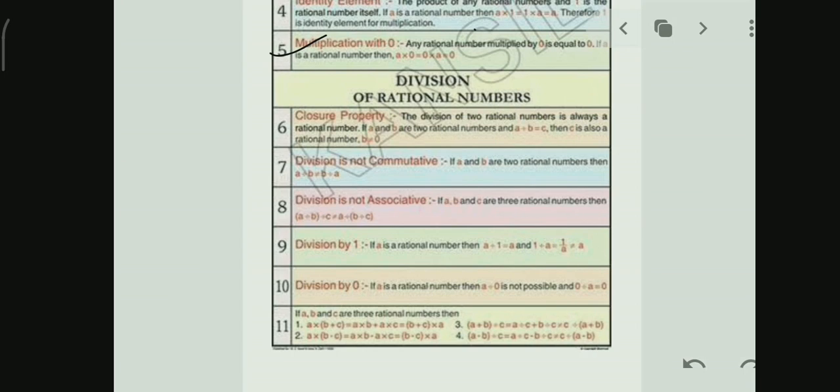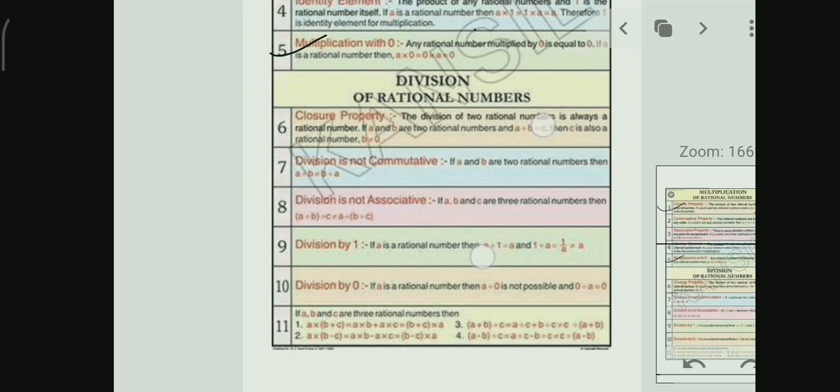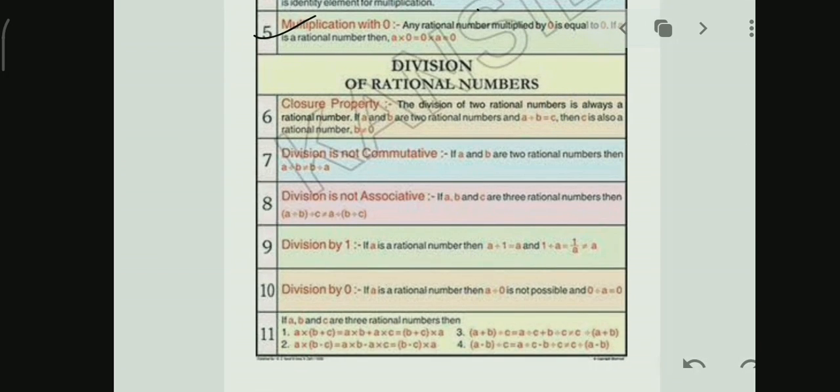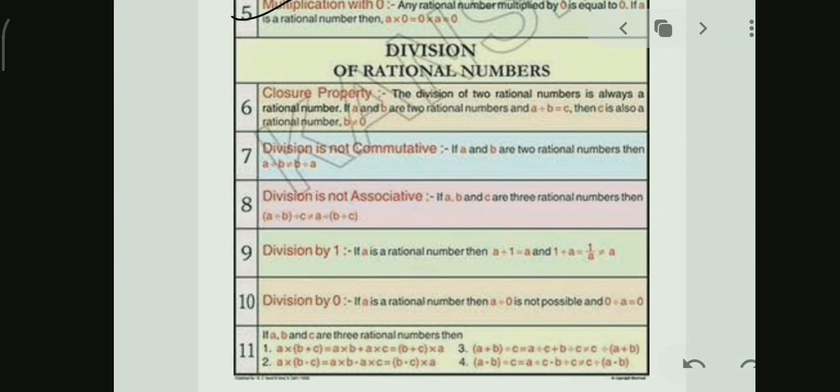And for division, it is probably the same, and there are certain changes you can see in this. Like division by 0. If a is a rational number, then a divided by 0 is not possible at all. So what does that mean? We cannot divide any rational number by 0. That doesn't make any sense. So this is the thing that you need to remember for the division of rational numbers.